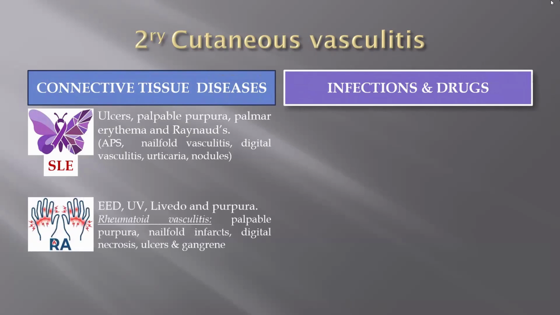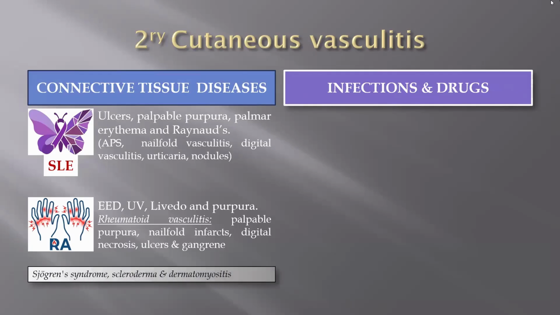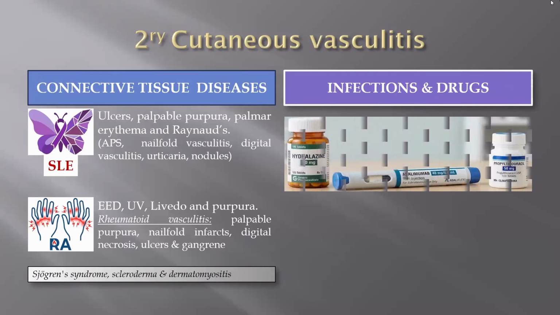Rheumatoid vasculitis occurs in patients suffering from rheumatoid arthritis and presents with palpable purpura, nail fold infarcts, digital necrosis, and even gangrene. Moreover, other types of vasculitis that we discussed, like erythema elevatum diutinum and urticarial vasculitis, are known to be associated with rheumatoid arthritis. Other connective tissue diseases may also be associated with cutaneous vasculitis, including Sjogren syndrome, scleroderma, and dermatomyositis.